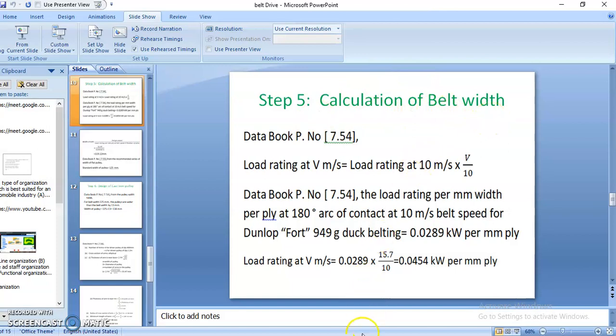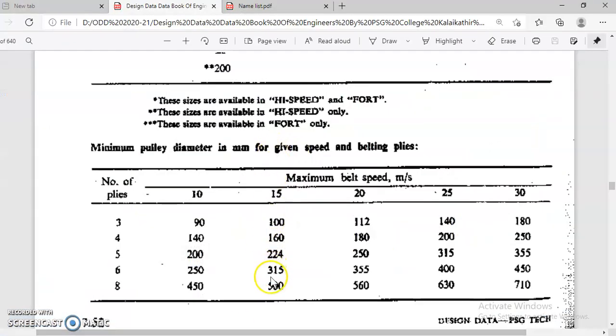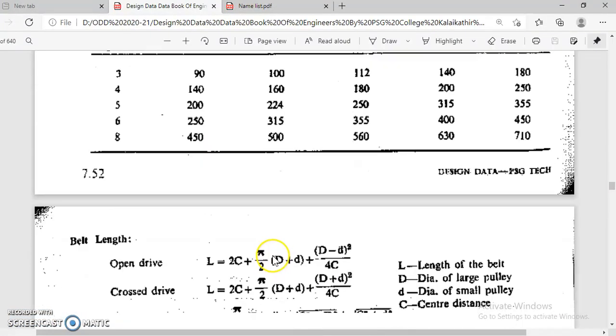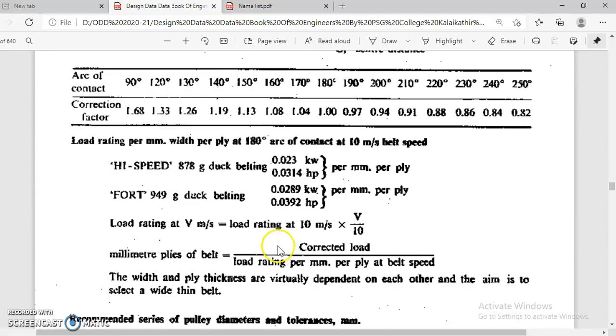So belt width can be calculated using the design data book. To calculate the belt width, you need to calculate a load rating. Page number 7.54, you have to calculate the load rating. Once the load rating at V meter per second has been calculated, belt width can be calculated. Load rating at V meter per second equals load rating at 10 meter per second into V by 10.